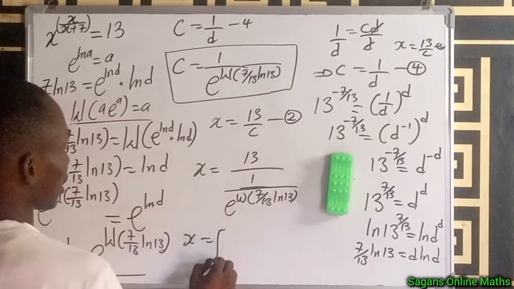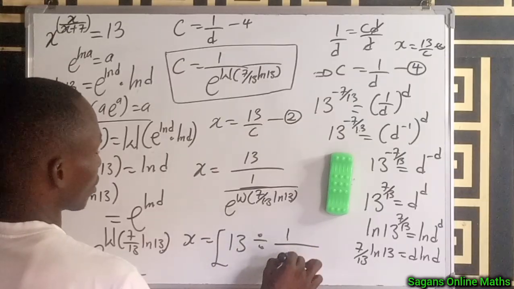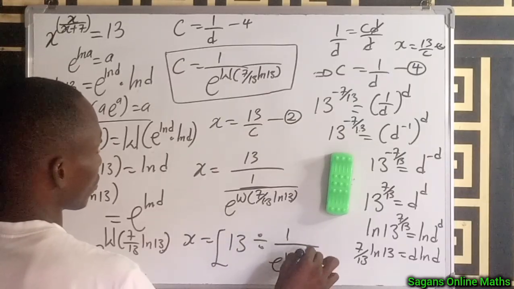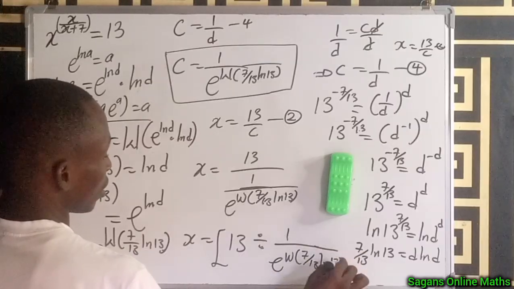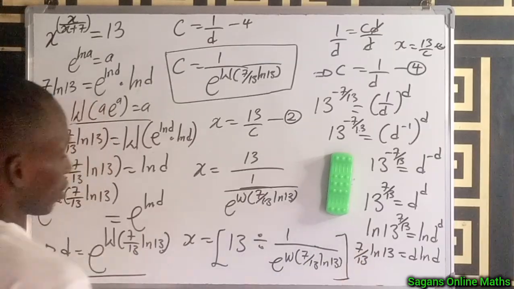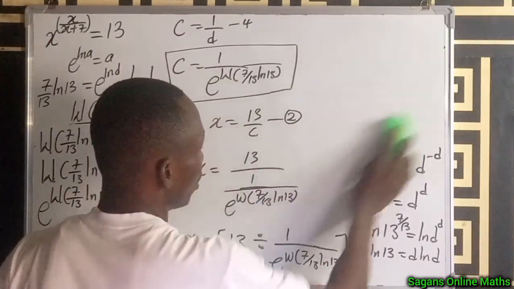x equals 13 divided by 1 over e raised to the power ln of 7 over 13 ln 13. And from here, I've gotten the value of x.